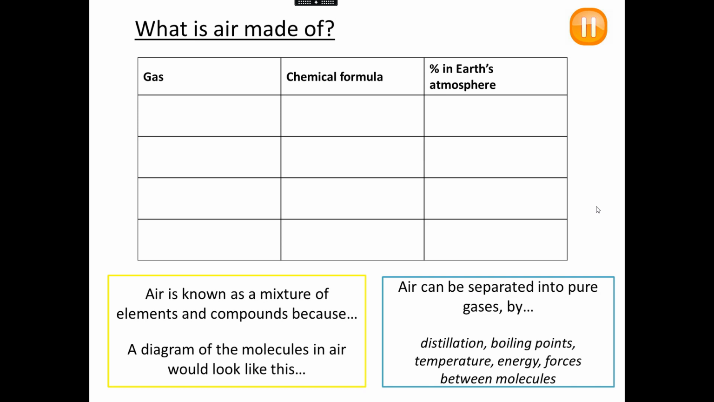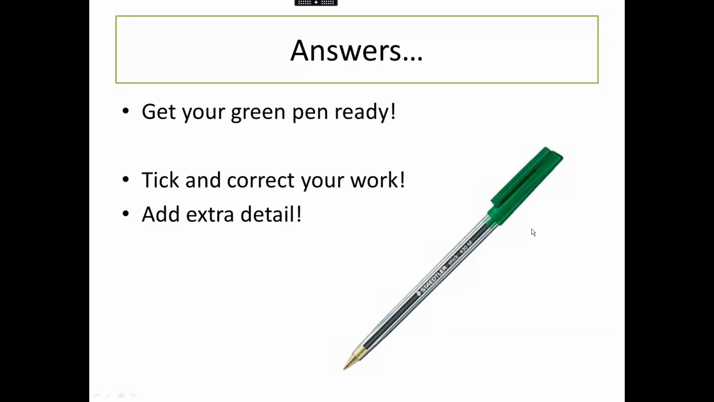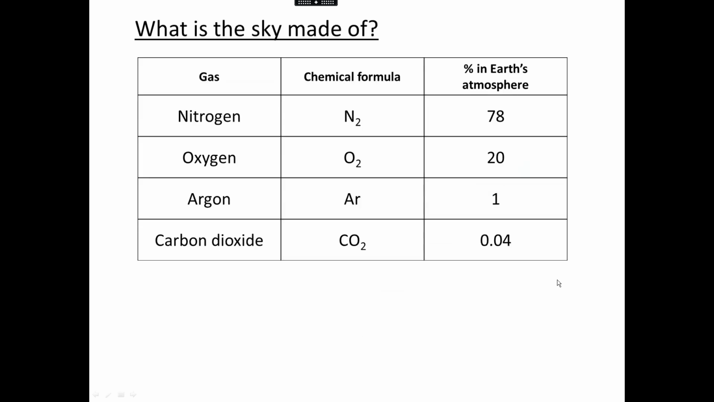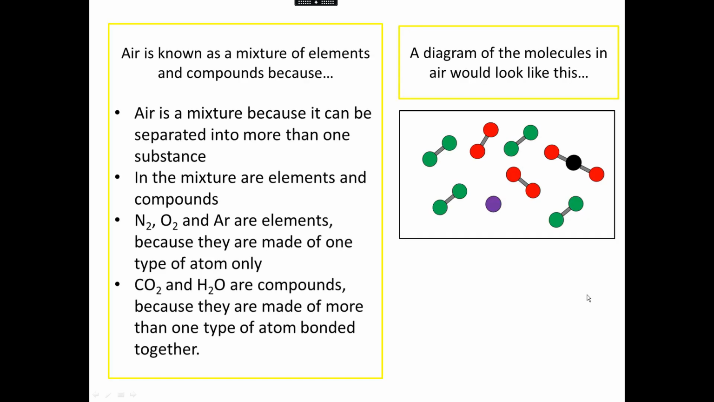Here come the answers. Okay, remember to tick your work and write in anything you didn't think of. Here we go. The gases: nitrogen, N2, 78%. Oxygen, O2, 20%. Argon, Ar, 1%. Carbon dioxide, CO2, 0.04%.